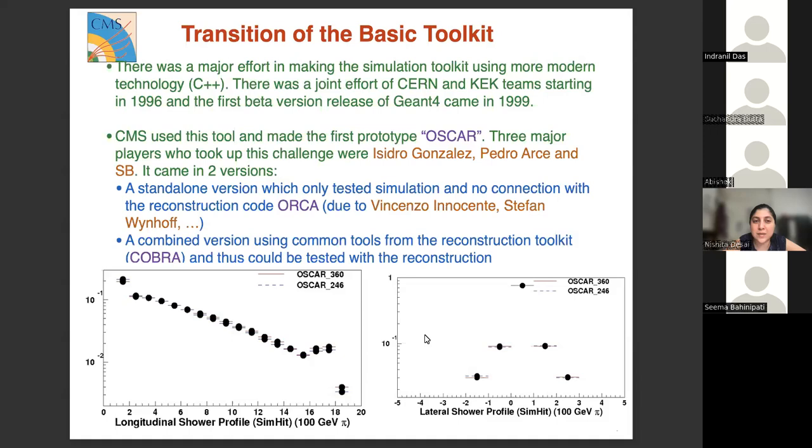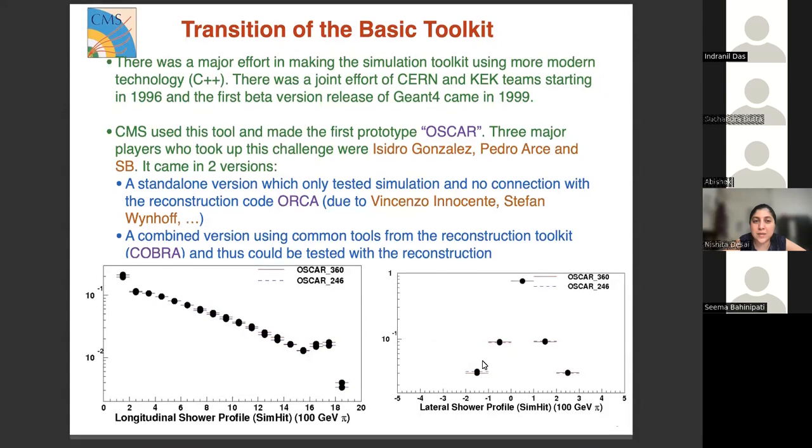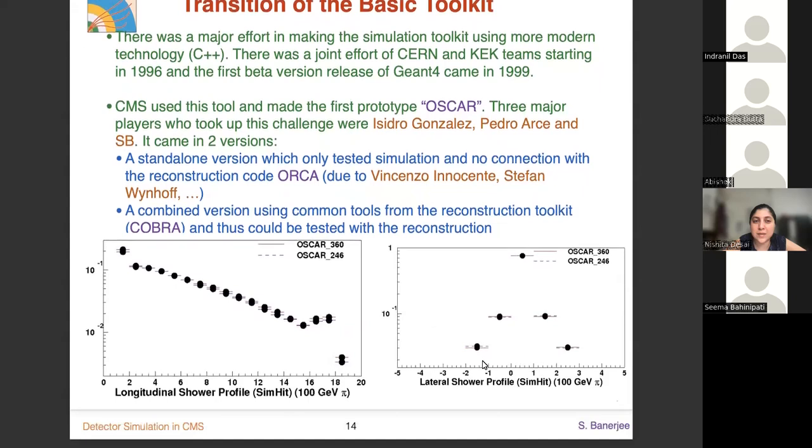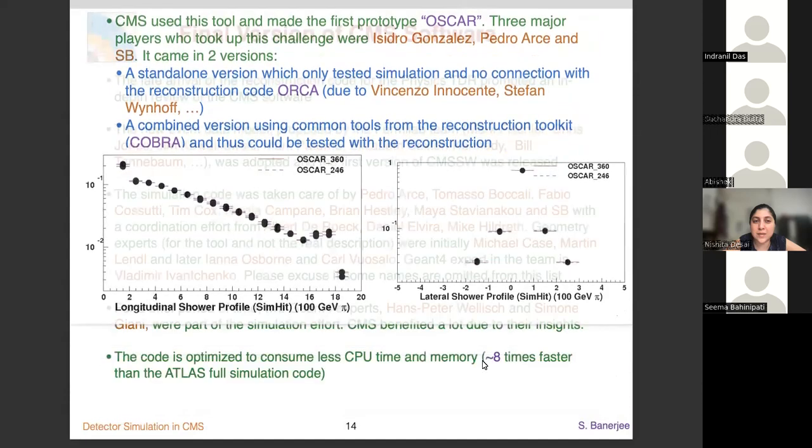Then we had a combined version using the common tools from the reconstruction toolkit, which is called Cobra. Both Oscar and Orca were developed to utilize Cobra code to make the simulation and reconstruction code. And here are the comparisons looking into the lateral and longitudinal shower profiles for the two versions of Oscar. I would say they match, with the two versions of Geant4 as well.